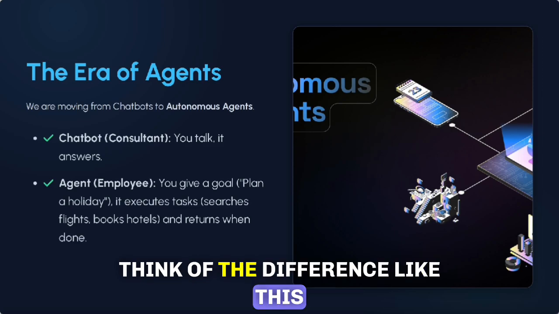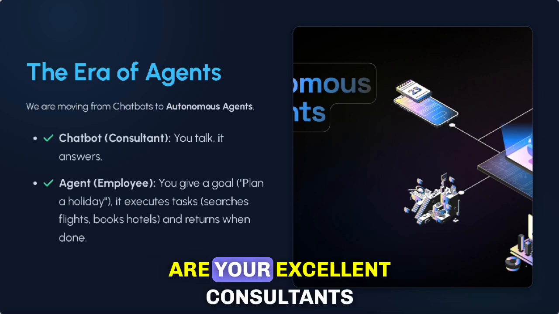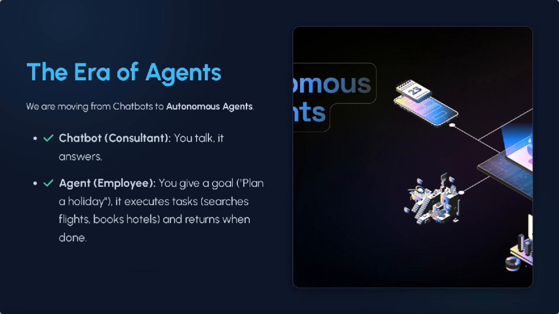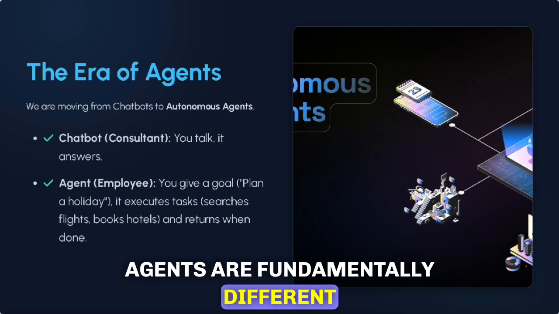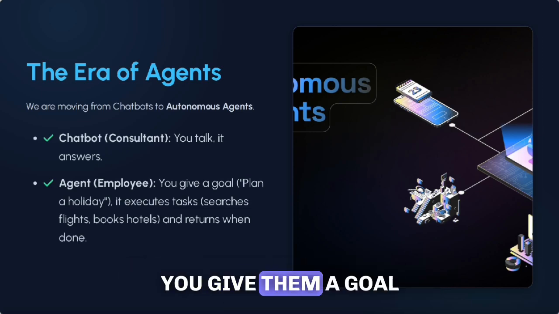Think of the difference like this. Today's tools, ChatGPT, Gemini, are your excellent consultants. You ask a question, they give you an answer, and the interaction stops. They wait for your next command. Agents are fundamentally different. Agents are your employees. You don't give them a question, you give them a goal.